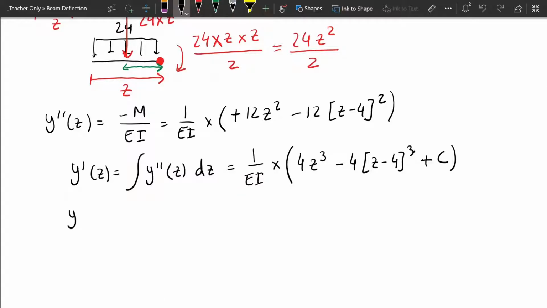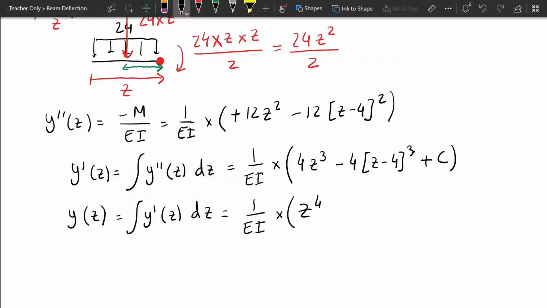And now our deflection is the integral of our rotations, again dz, so y dash z dz. So we're going to do 1 over EI and integrate this expression before. So this will go to z to the 4 and divide by 4. So this is just z to the 4 minus z minus 4 cubed plus cz plus d.